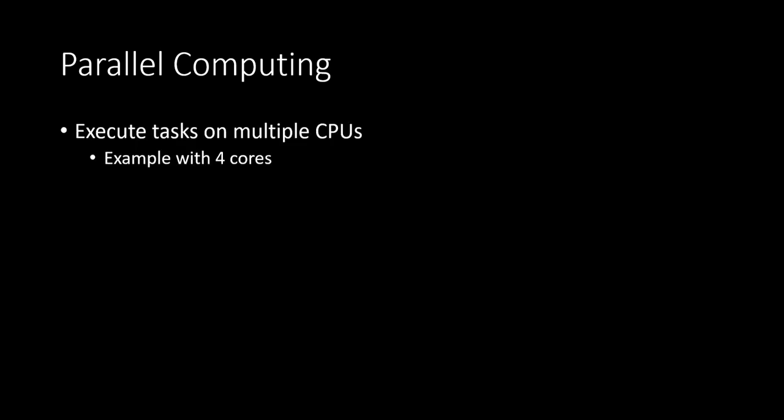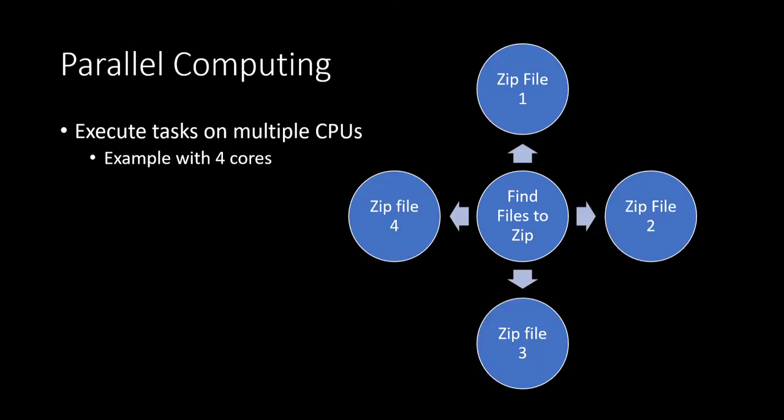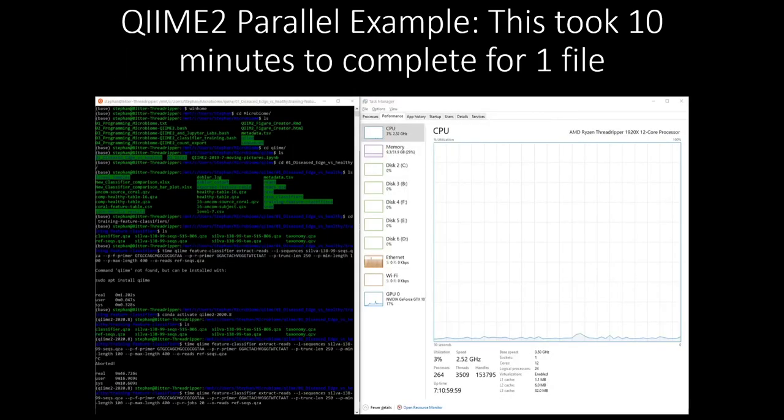Parallel computing is a bit different in that it uses all of them at the same time. So let's say that we want to do that zip command again, but this time with 4 cores. What it would do is find all the files to zip, and then it would send them each to a different core to be executed, and in doing so, it would be 4 times faster than a 1-core sort of process. And so hopefully we'll actually get to that today where we'll be able to do that, but I think we might run out of time.